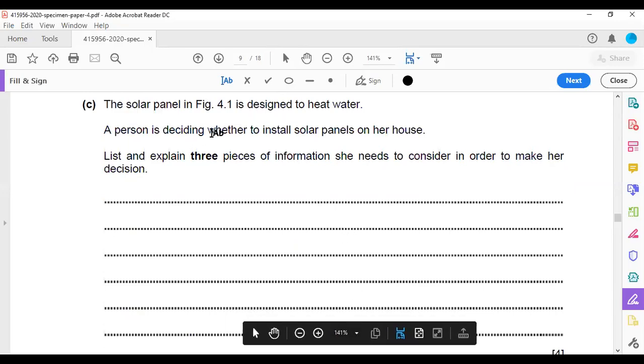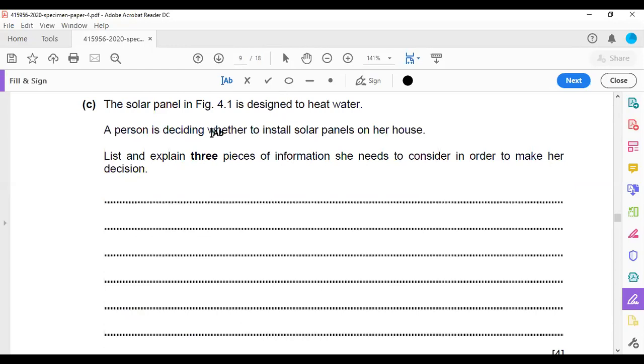They said the solar panel in figure 4.1 is designed to heat water. We know that, right? A person is deciding whether to install solar panels on a home. List and explain 3 pieces of information she needs to consider in order to make a decision.